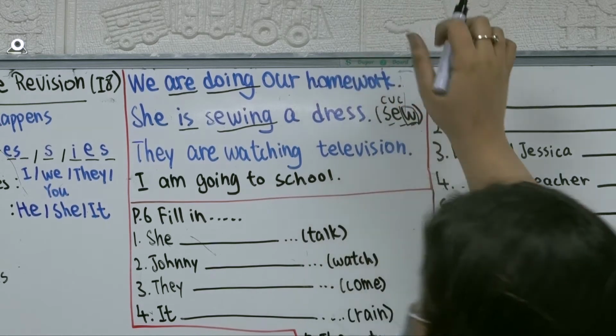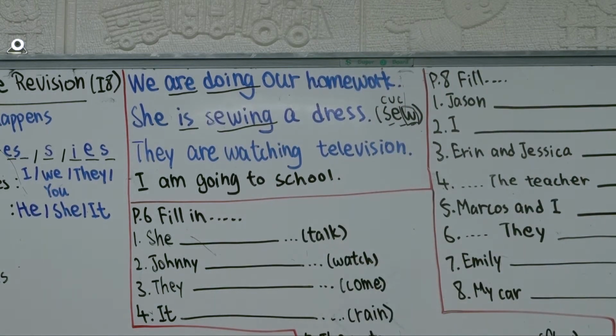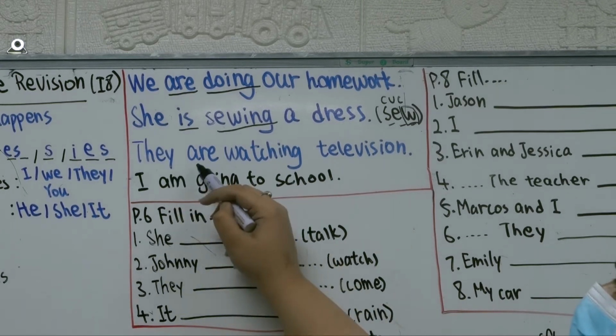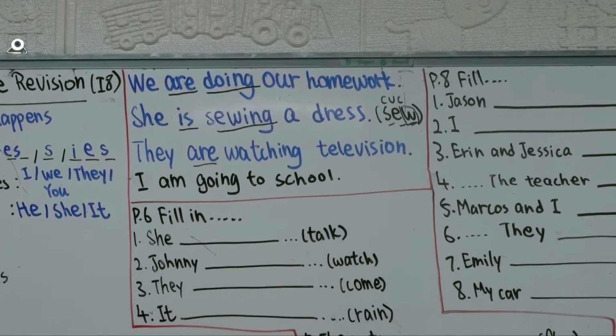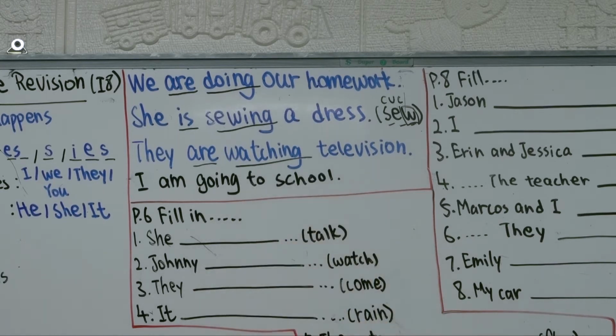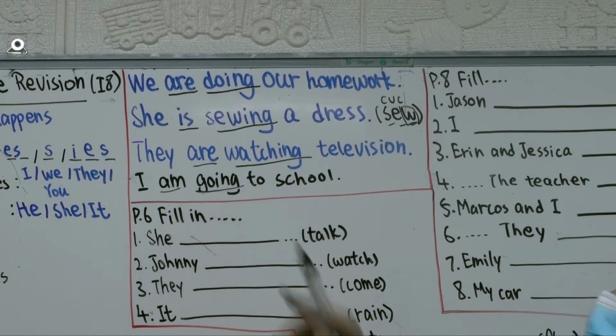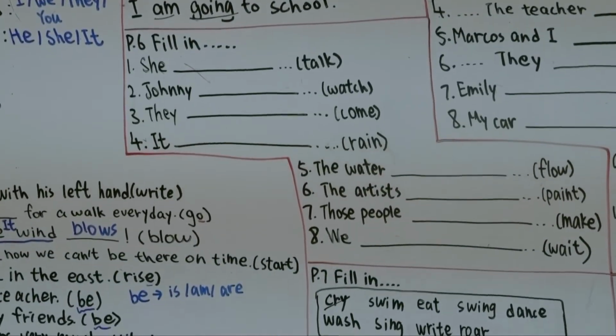Sewing. Never mind. They are watching television. Subject they is followed with are. Watch becomes watching. This is an example by me. I am going to school. I go becomes going. Great. Now you can start with your exercise. Next page. Finally, you can do some exercise. Done with chit-chatting.